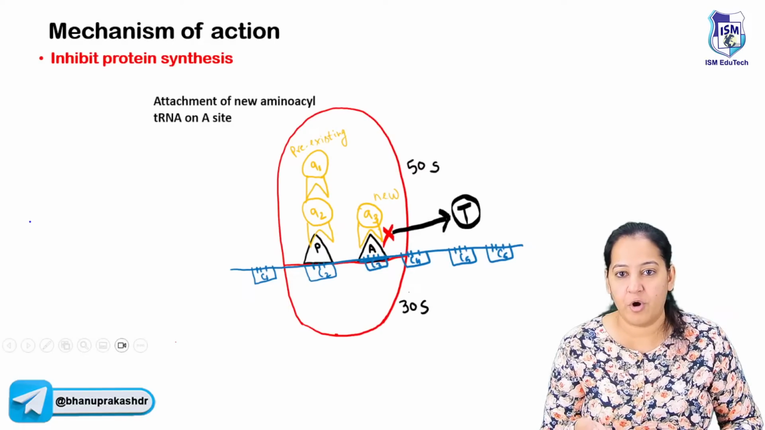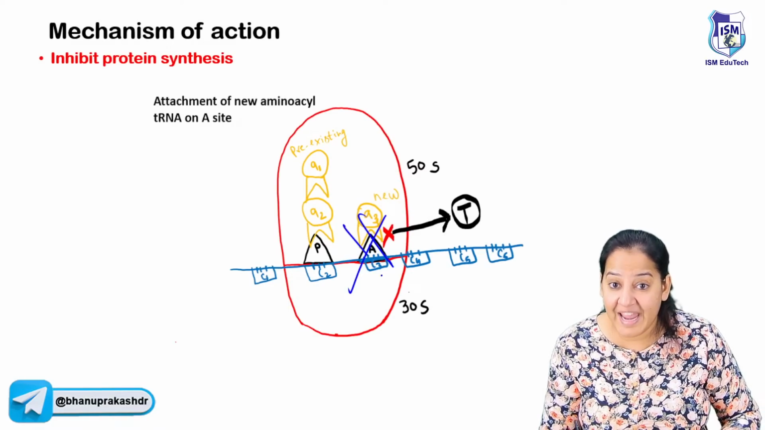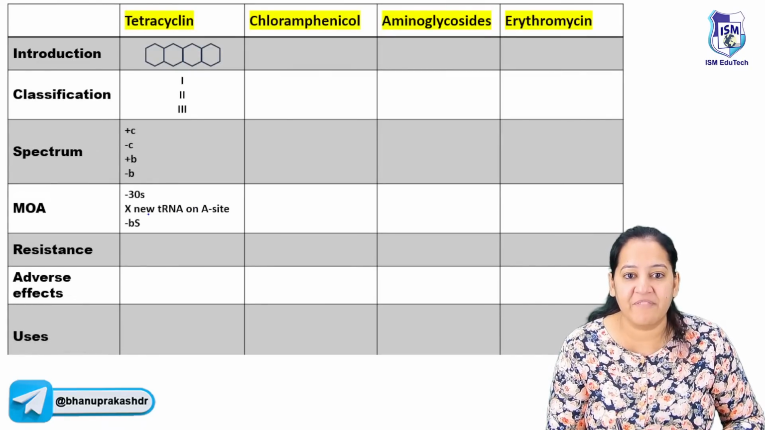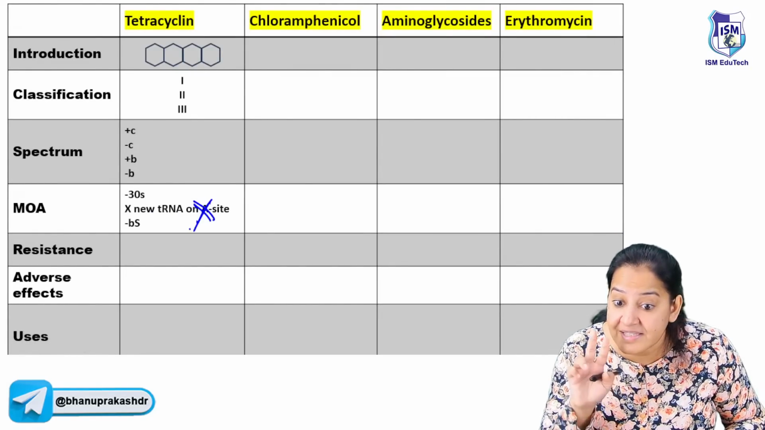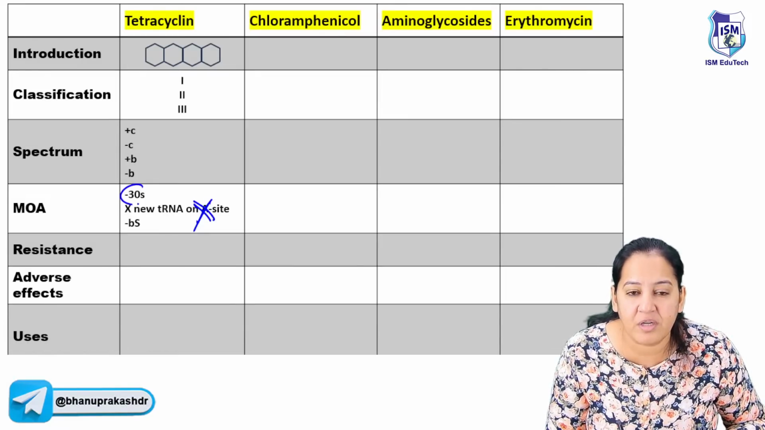Mechanism of action I already taught you. They inhibit step number 2. They inhibit the A window, not the P window. So mechanism of action, they inhibit the A window. That is step number 2. And they act on the 30S of the ribosome.